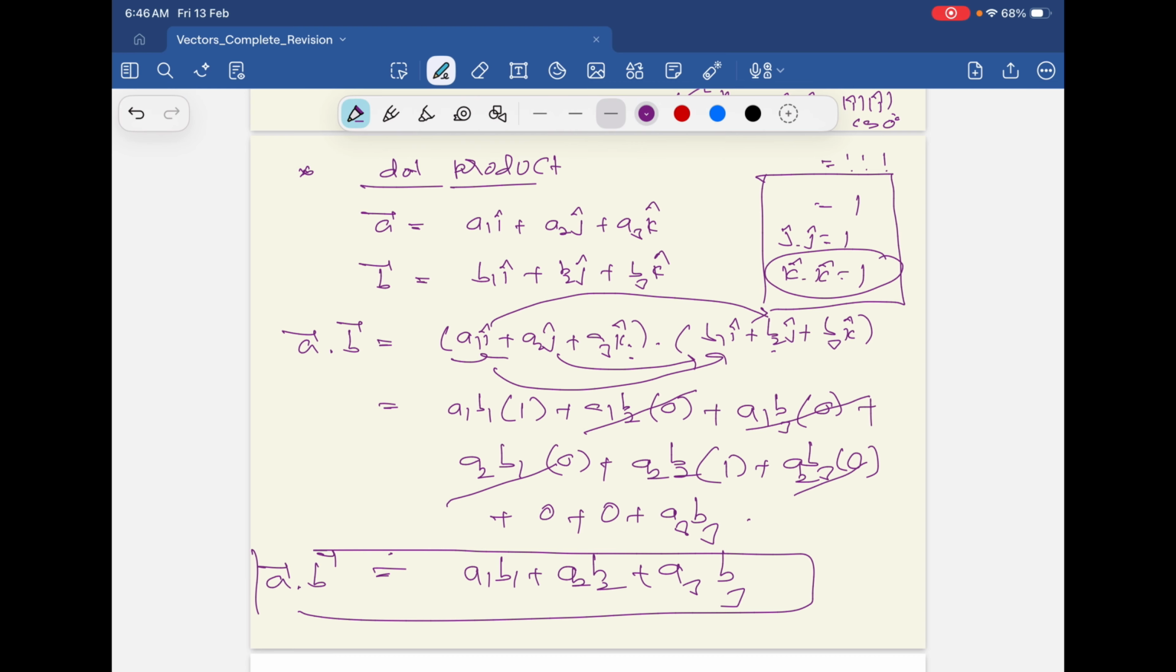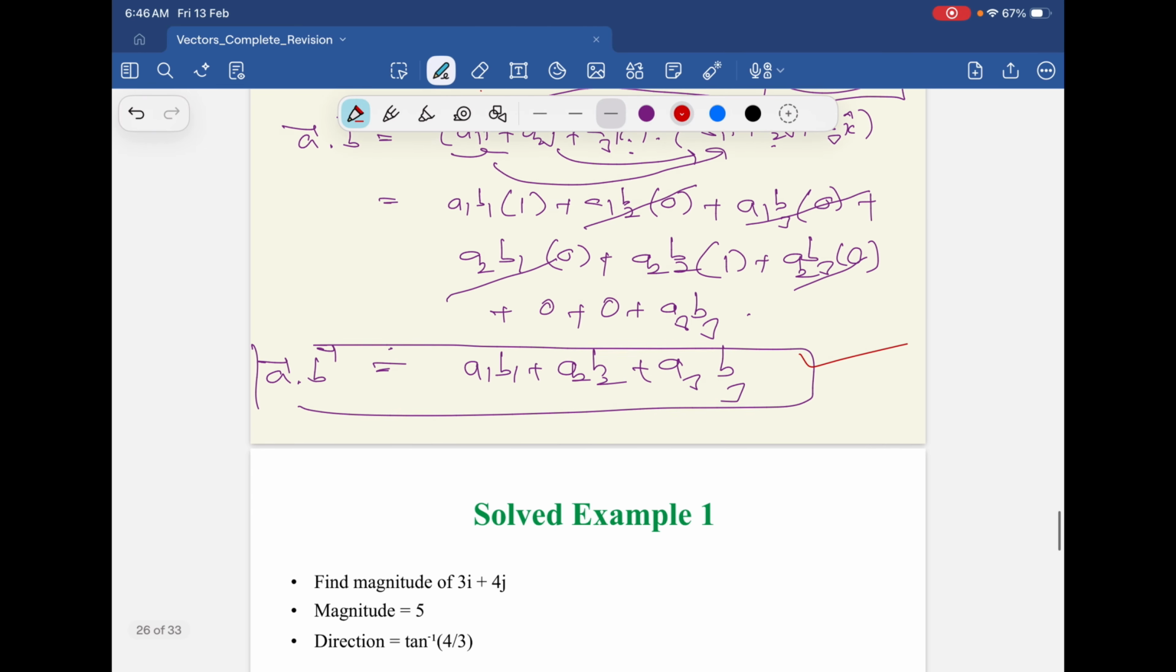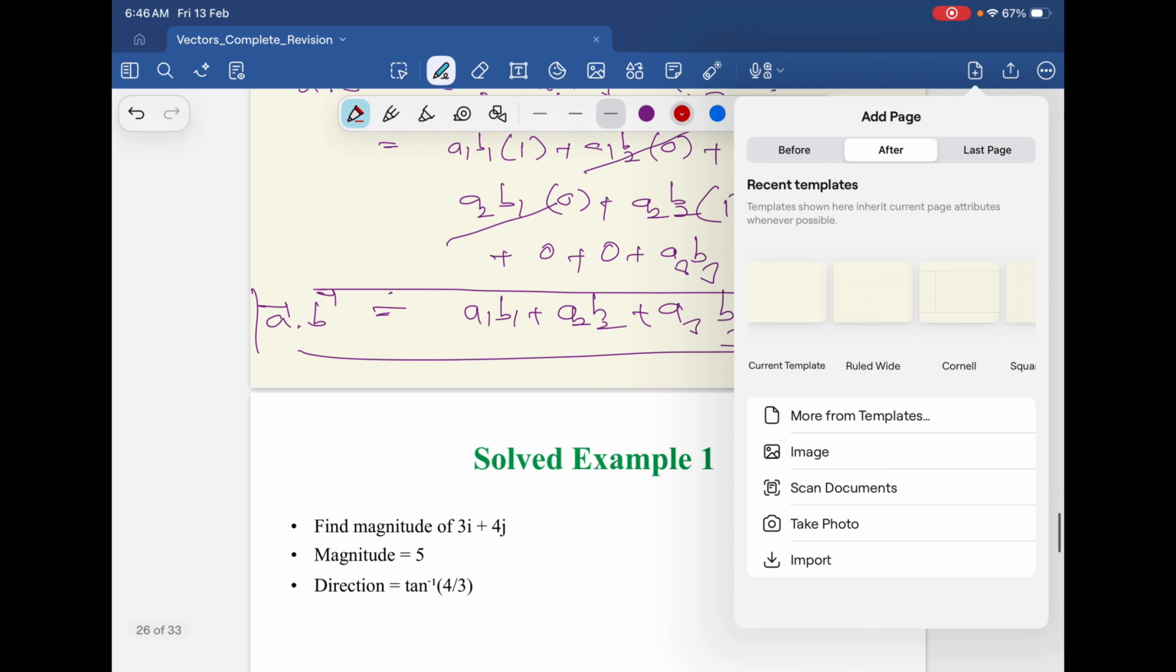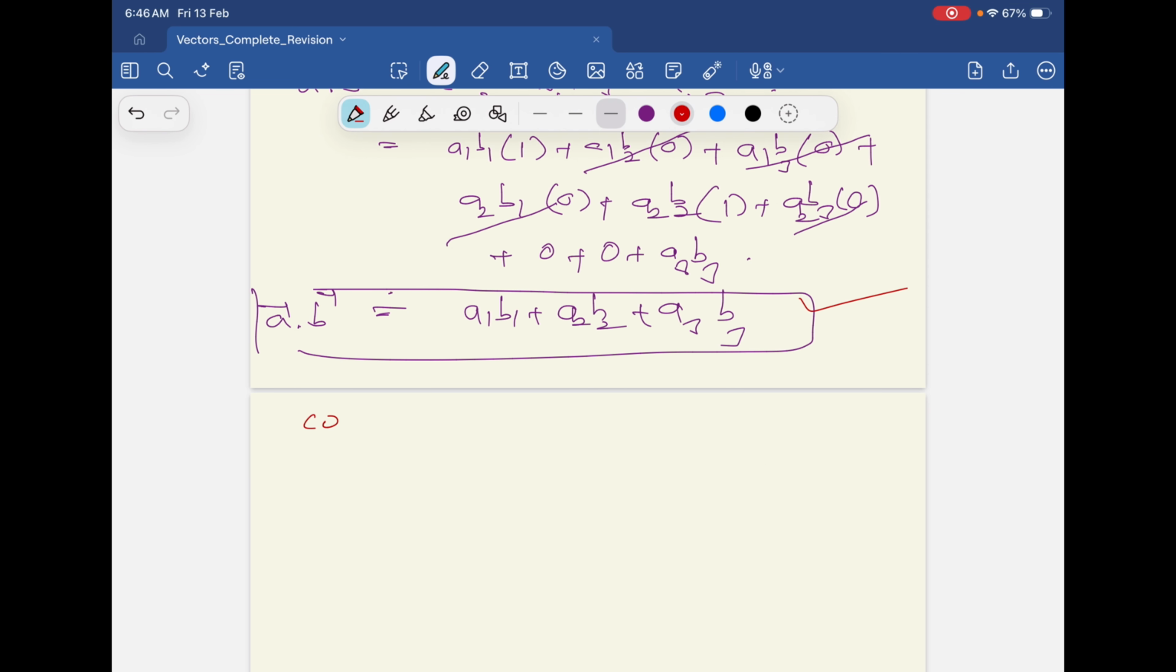See, the shortcut you can see here: simply multiply the coefficients, nothing else. X direction components multiply, y direction components multiply, z direction components multiply. Just simply add them. A bar dot B bar is A1 B1 plus A2 B2 plus A3 B3. This is how you have to find the dot product in component form. Similarly, next I mentioned cross product in component form. So all the definitions we have seen, now how to calculate. Numericals also will be covered, don't worry.